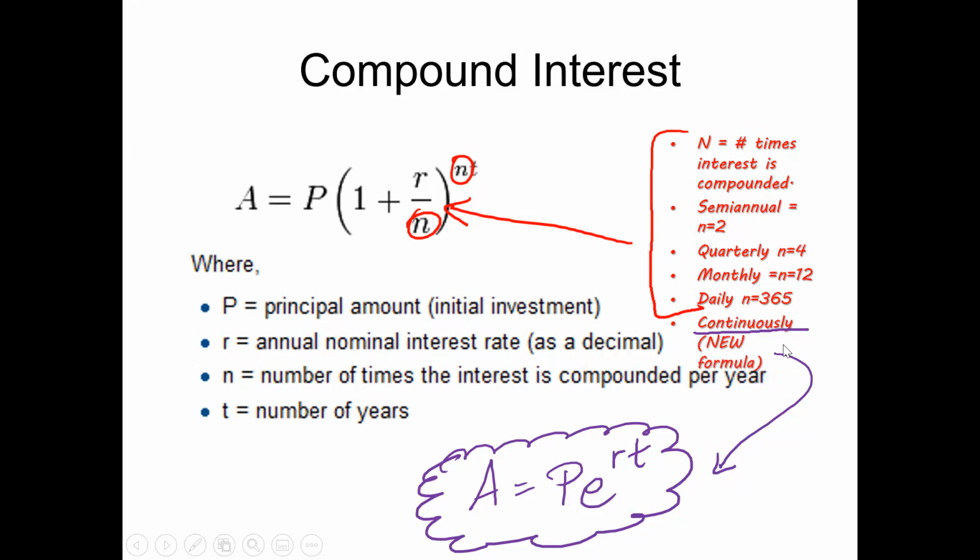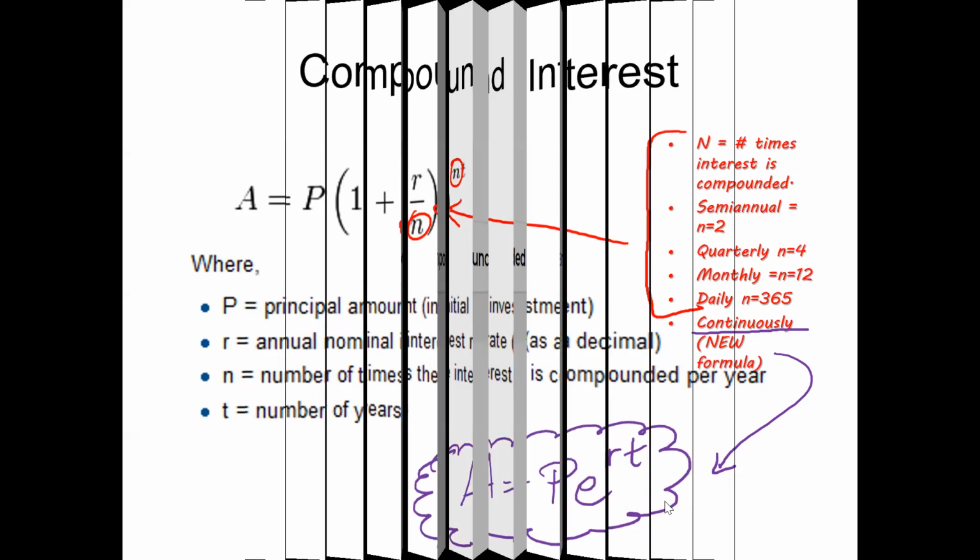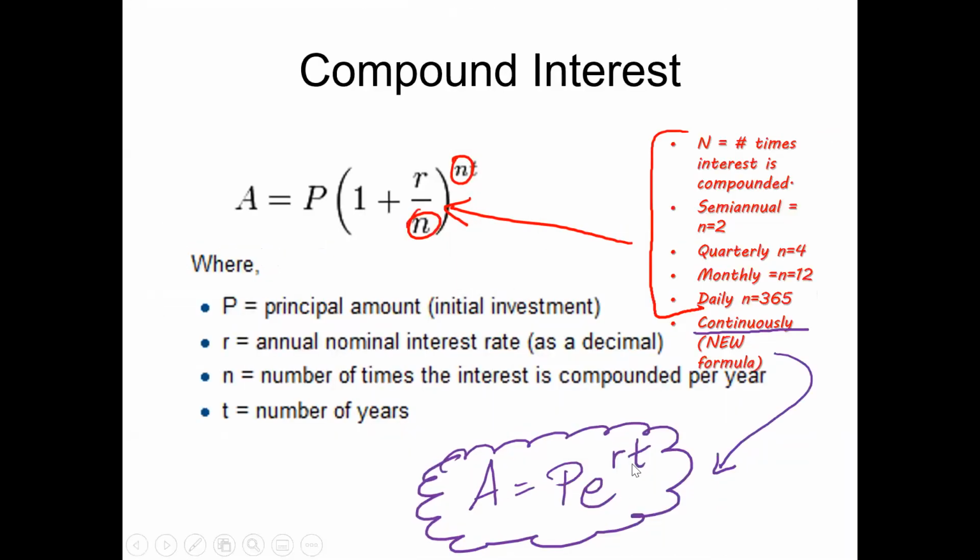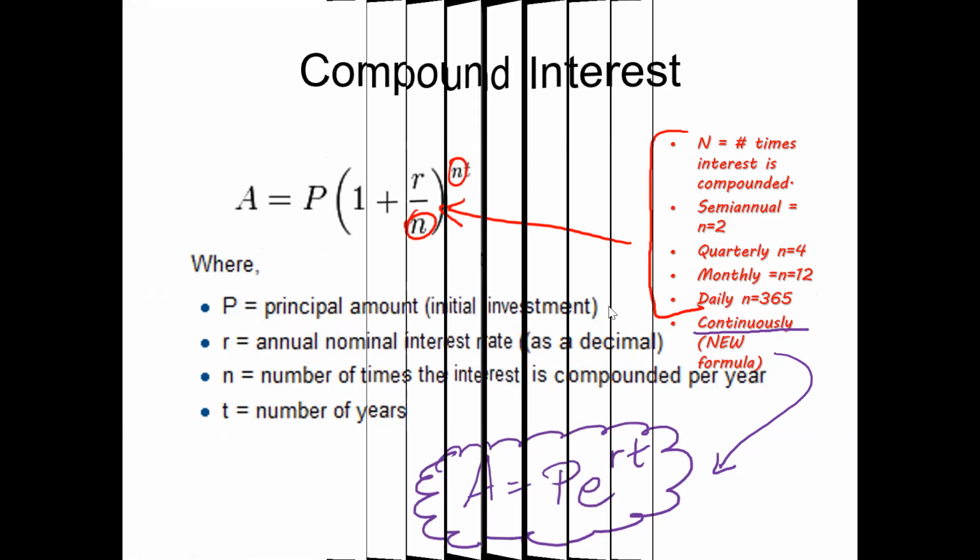Continuously is going to be a brand new formula. If something is compounded continuously, then you use the A-PERT formula, which is A is equal to PERT, okay? Now, if it is compounded semi-annual, quarterly, monthly, daily, then you use this equation, which is A is equal to P parentheses 1 plus R over N to the NT, okay? But if something is compounded continuously, this will make you a lot of money, or you can owe somebody a lot of money. That's just A-PERT.